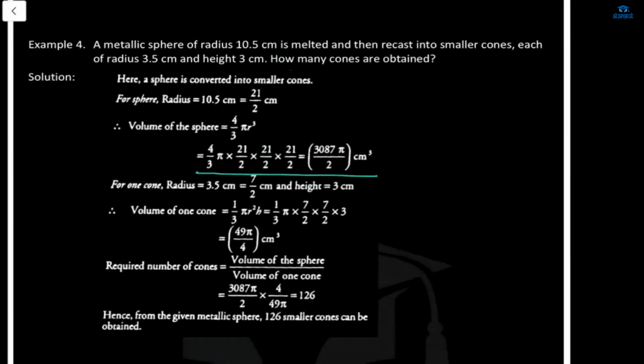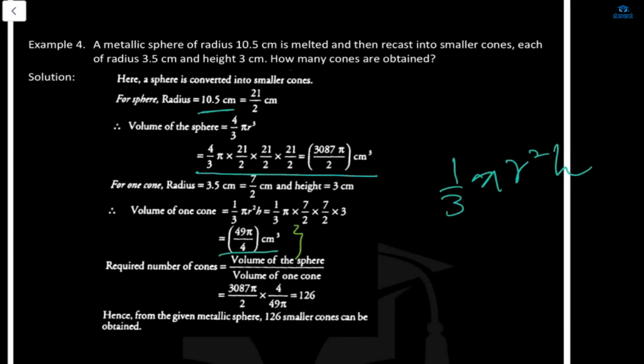Okay, now what is the volume of a smaller cone? One single smaller cone. Radius is again 3.5 centimeter. I have changed the decimals to fractions in both the cases, removing the decimal points and taking them in proper fraction form. And here also 3.5 is 7/2 centimeter. So what is the volume of the cone? It is 1/3 pi r square h. So this will be the volume of the cone.